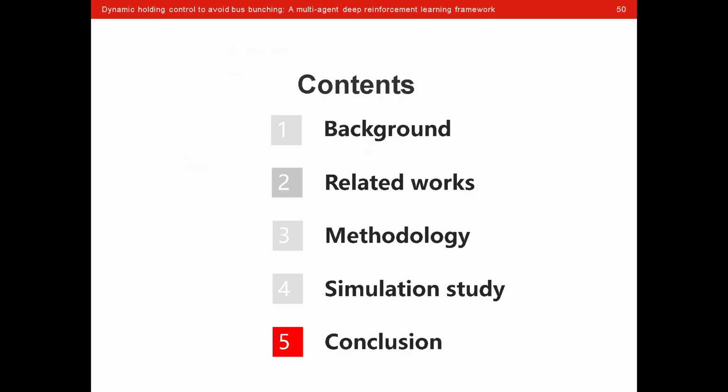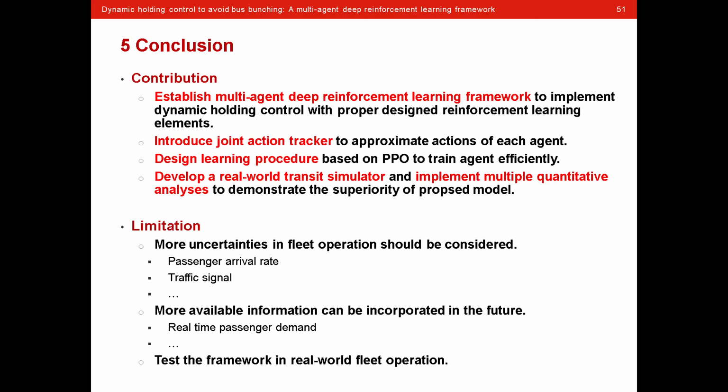Now let's come to the conclusion. The contribution of this research is that we establish a multi-agent deep reinforcement learning framework to implement dynamic holding control with properly designed reinforcement learning elements. In this method, we introduce a joint action tracker to approximate the actions of each agent and design a learning procedure based on PPO to train agents efficiently. And in the end, we develop a real-world transit simulator and implement multiple quantitative analytics to demonstrate the superior performance of the proposed model.